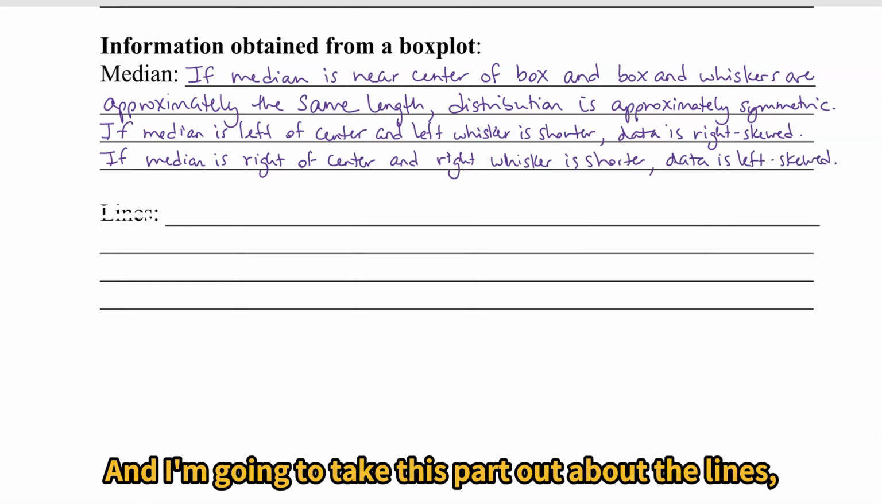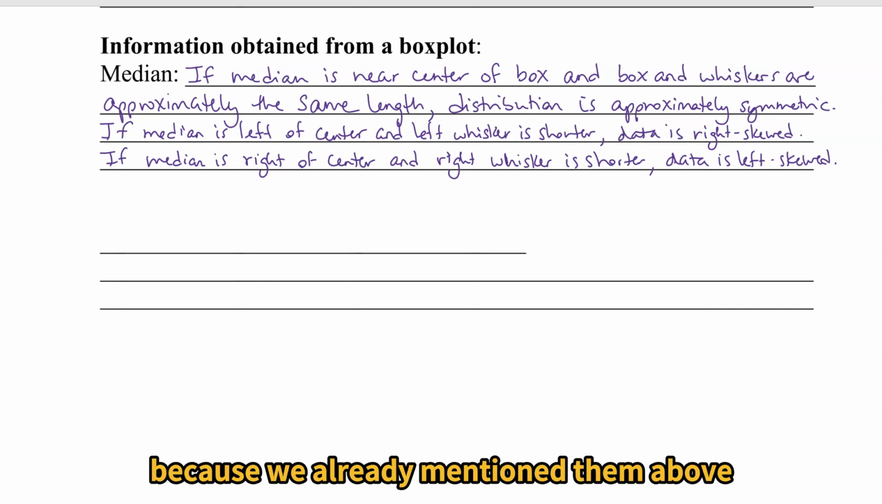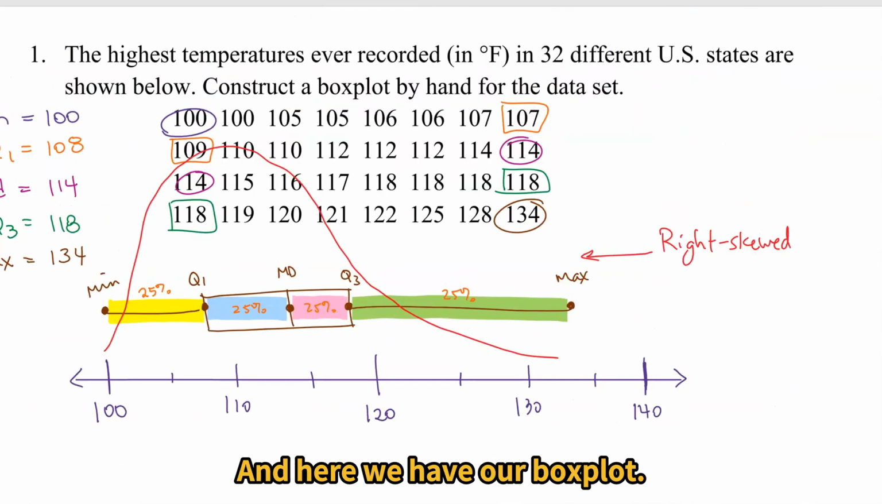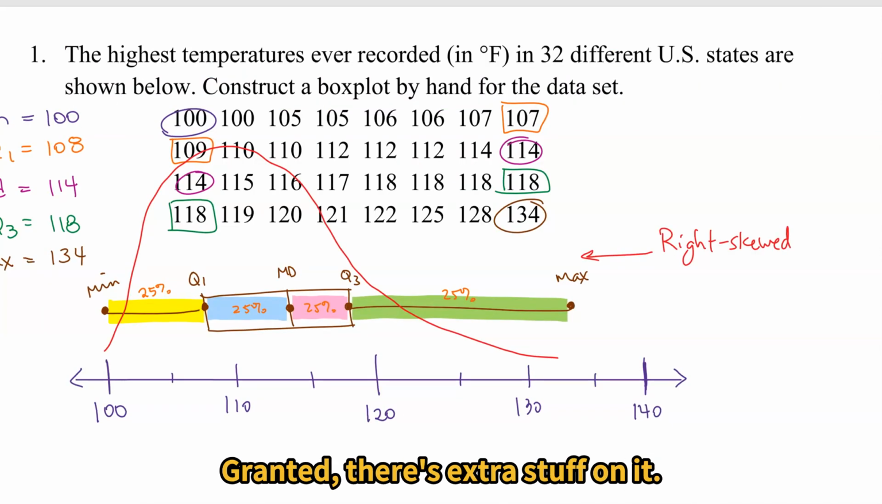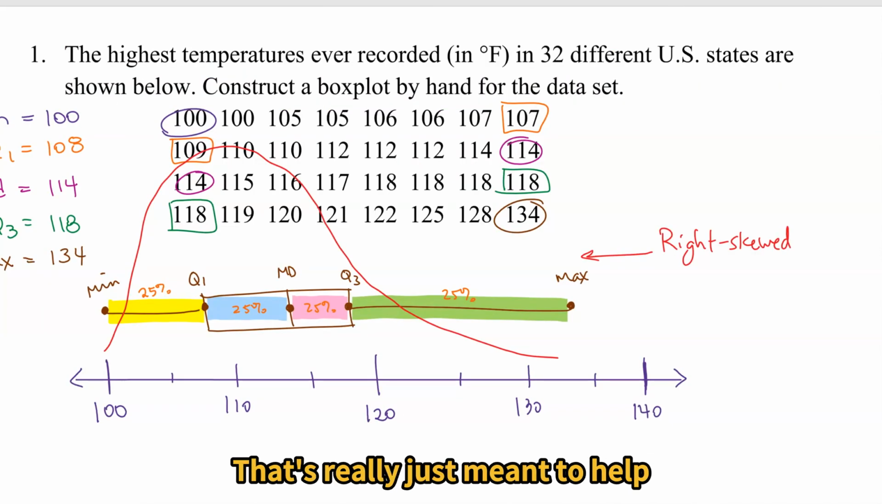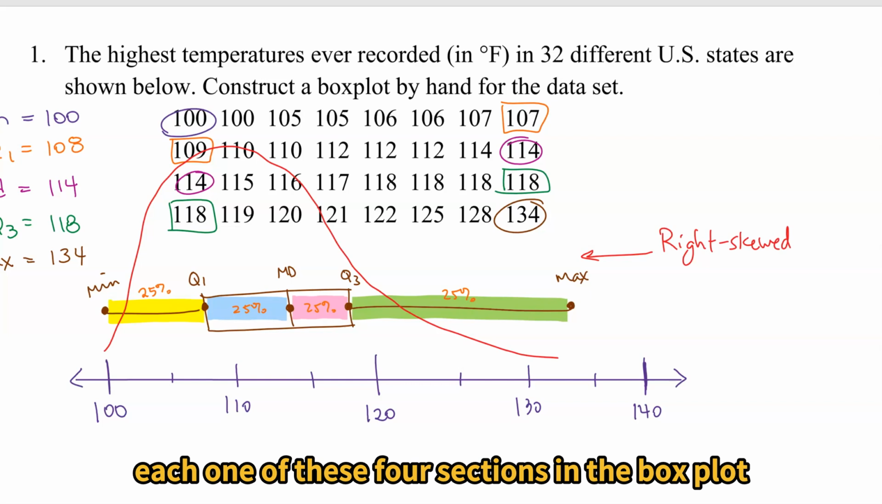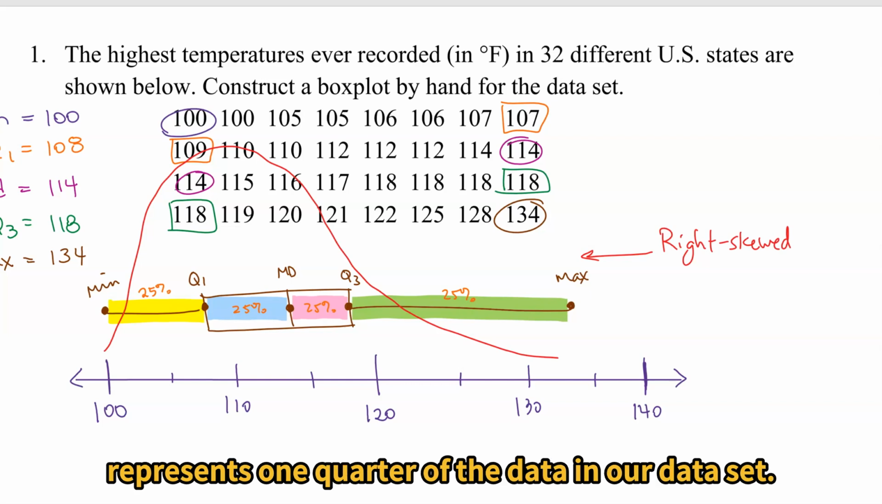I'm going to take this part out about the lines because we already mentioned them above when we talked about the lines and the median. And here we have our box plot. Granted, there's extra stuff on it that's really just meant to help you visualize the data and recognize that each one of these 4 sections in the box plot represents 1/4 of the data in our data set.